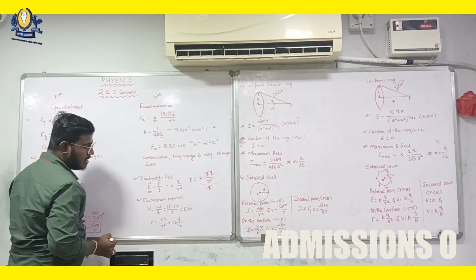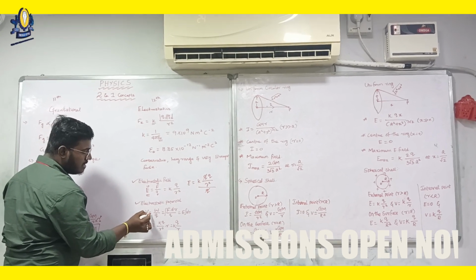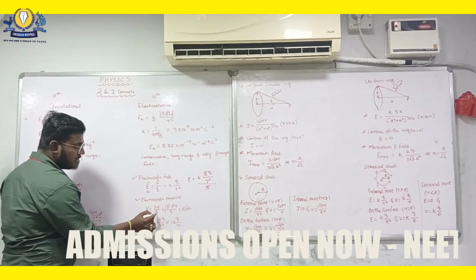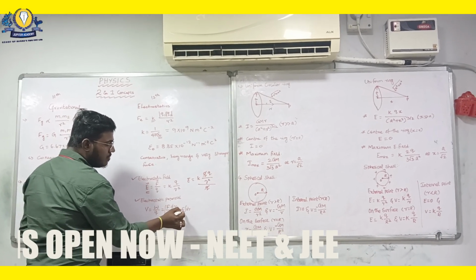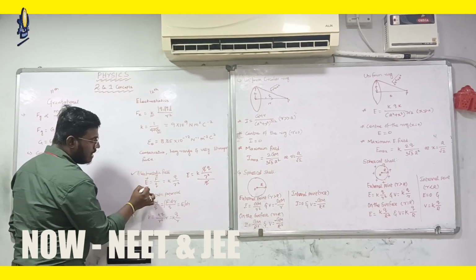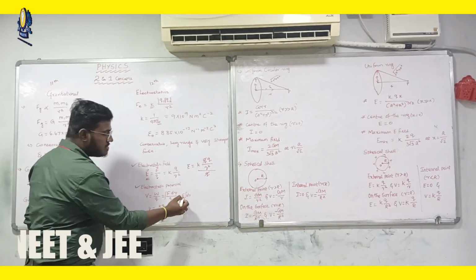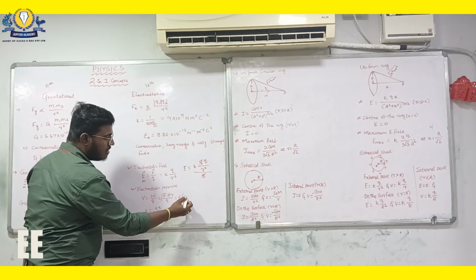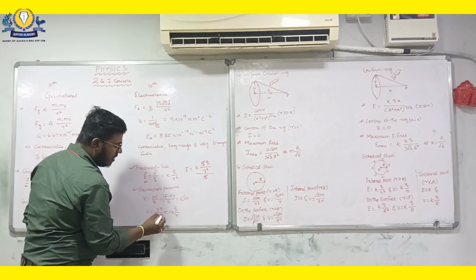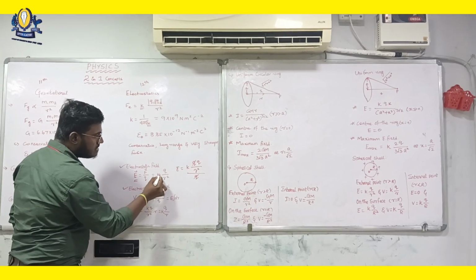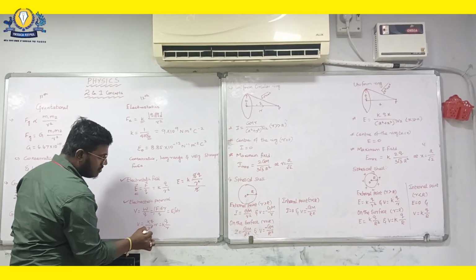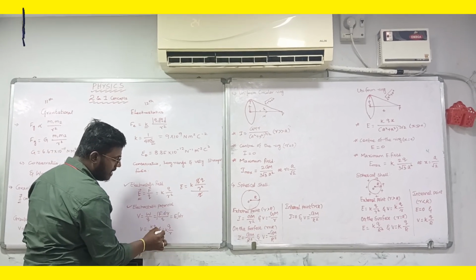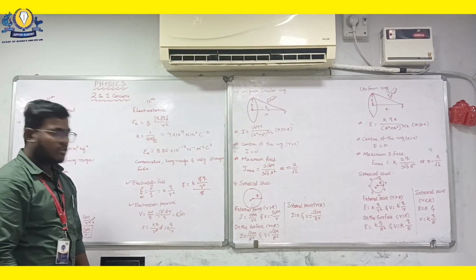Next, electrostatic potential. Electrostatic potential same. V is equal to work done by charge. Work done is equal to force into distance. So F by Q is equal to electrostatic field. So E into integration of dr. Integration of dr, E is equal to K Q divided by R square into R. So in the denominator R square, these R cancel, balance K into Q by R.